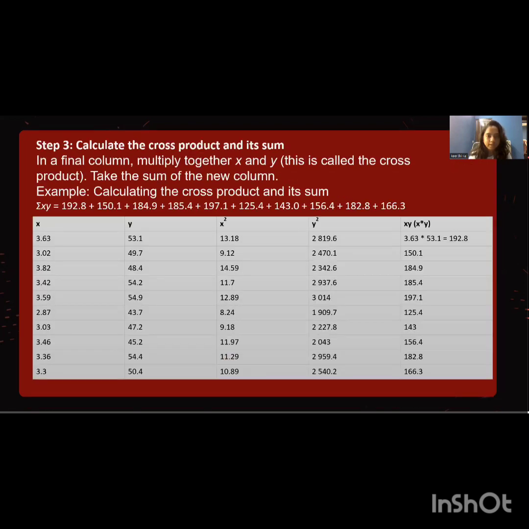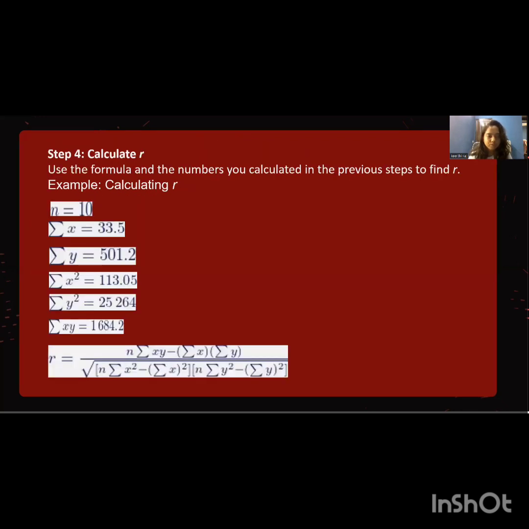Calculate the cross product and its sum. In the final column, multiply together x and y and take the sum of the new column. So calculating the product and its sum. So when you multiply, that is the product of x and y, you get all these values. After you calculate the product of x and y, now adding that, that is the summation, you'll get the value as 1684.2.